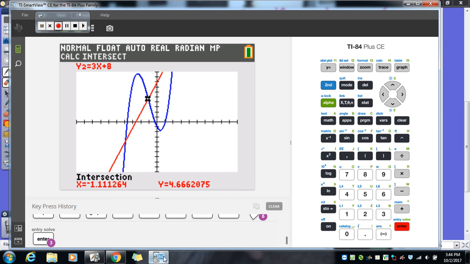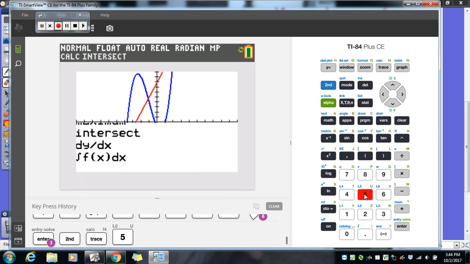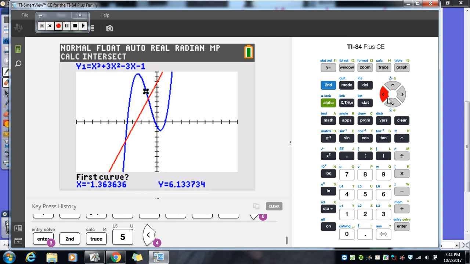So now I'm going to do it again. I'm going to calculate the intersection. And again, I'm going to move my cursor over to the left so that it's a little closer to the intersection over here. Oh, I went a little too far. Let's get it back. There it is.